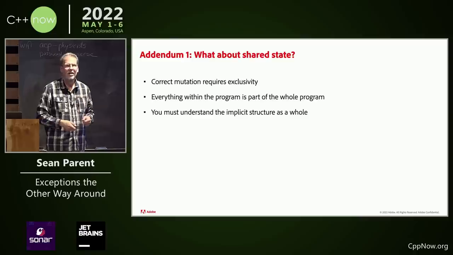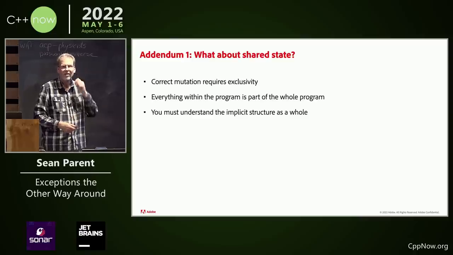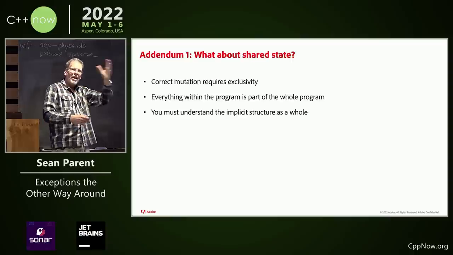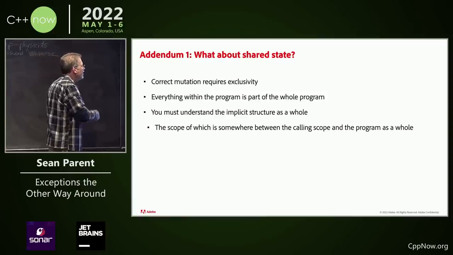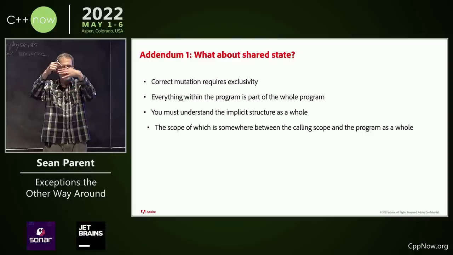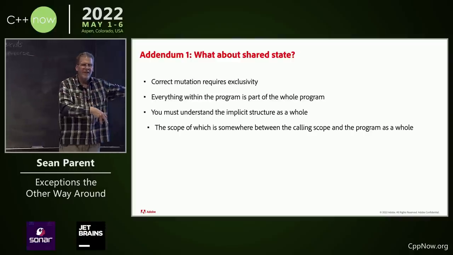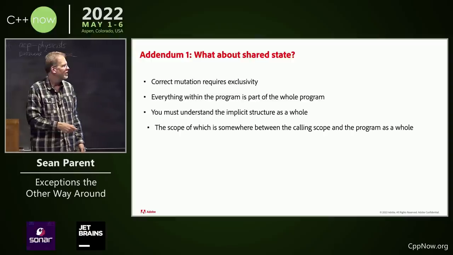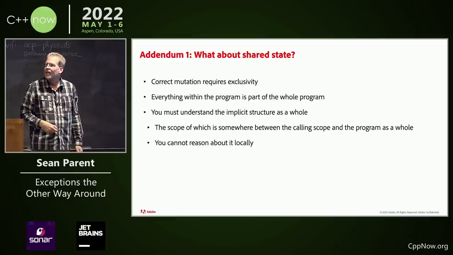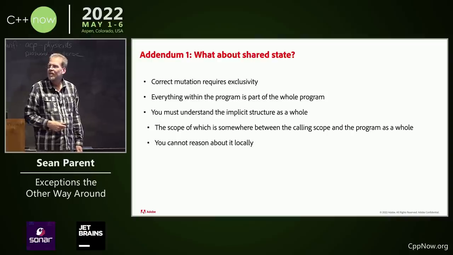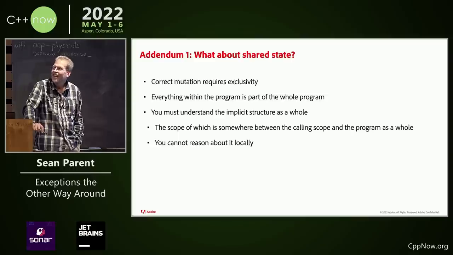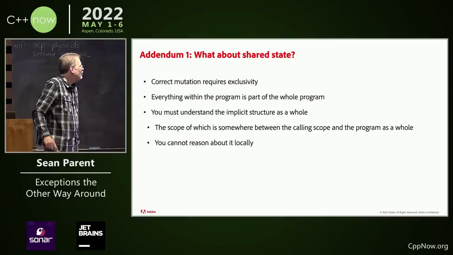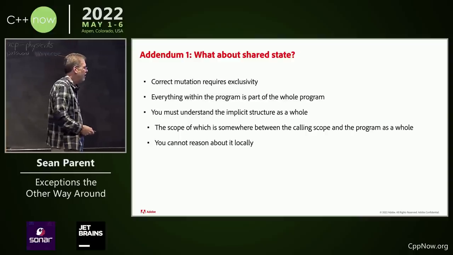I mean, really, you would want to transactionally apply the reverse operation of whatever you did, all the way down to some level. Yes. Okay. And that scope is somewhere between the calling scope of where the exception was thrown and everything that's happened in the application prior. Yeah. Good luck. Something else that it doesn't know about and it cannot restore it. Right. So you can't reason about shared state locally.